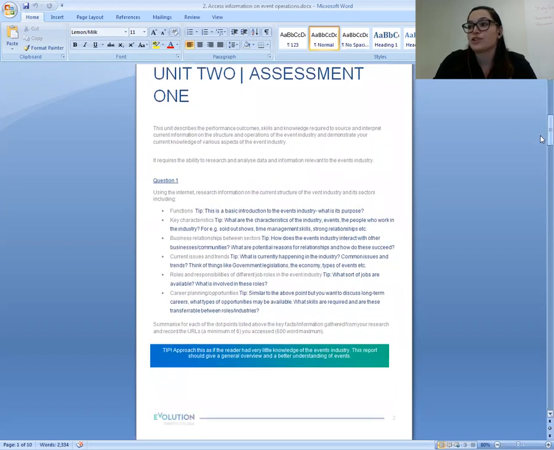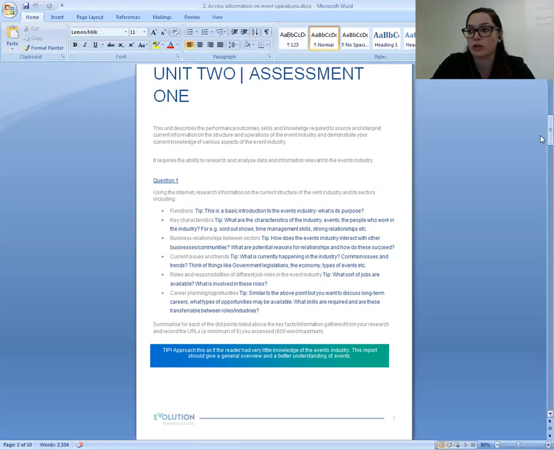So the very first question of Assessment 1 is asking you to research the current structure of the event industry and its sectors, including your functions, your key characteristics, business relationships between sectors, current issues and trends, roles and responsibilities of different job roles in the event industry, and career planning and opportunities.